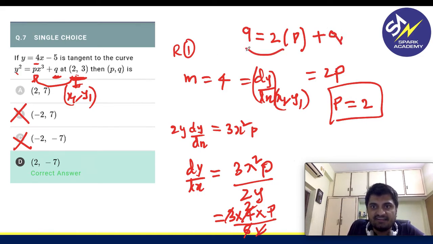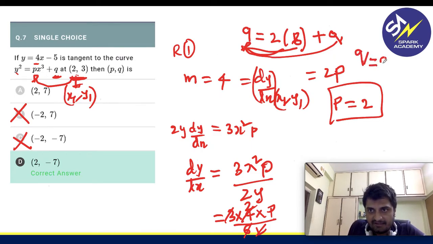So this I can send it to the other side. P value, what did we get? We got it as 8, right? P value, you get it as 2, 2 cube is 8. So this you can send it to the other side. So Q is 9 minus 16. So I'll get it as minus 7. So 2 comma minus 7 is the answer.